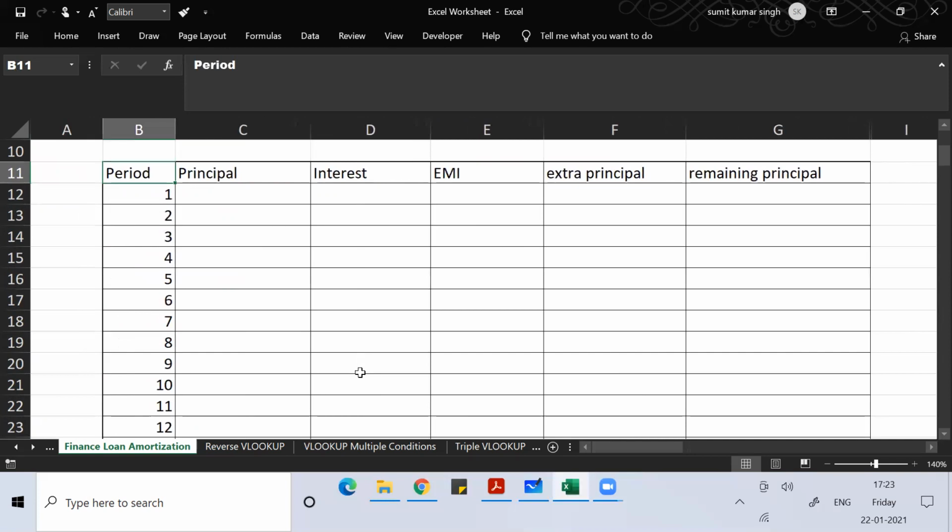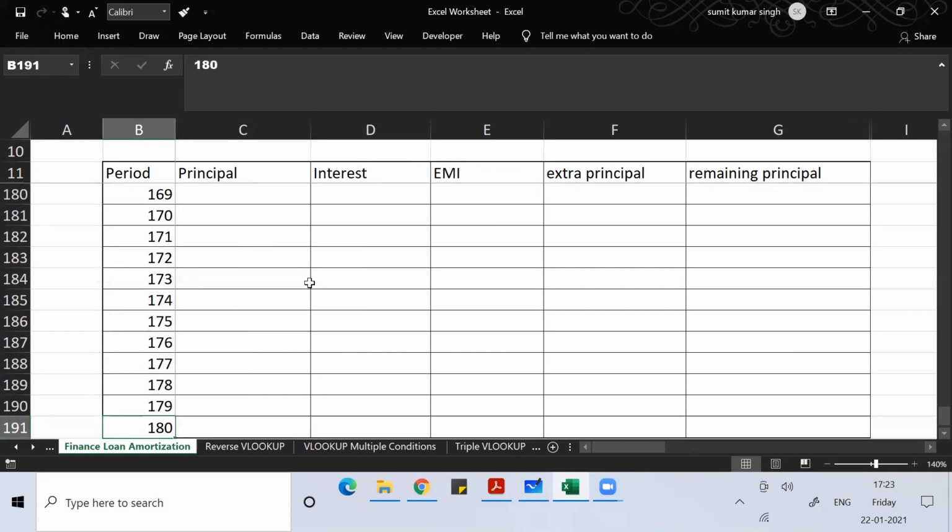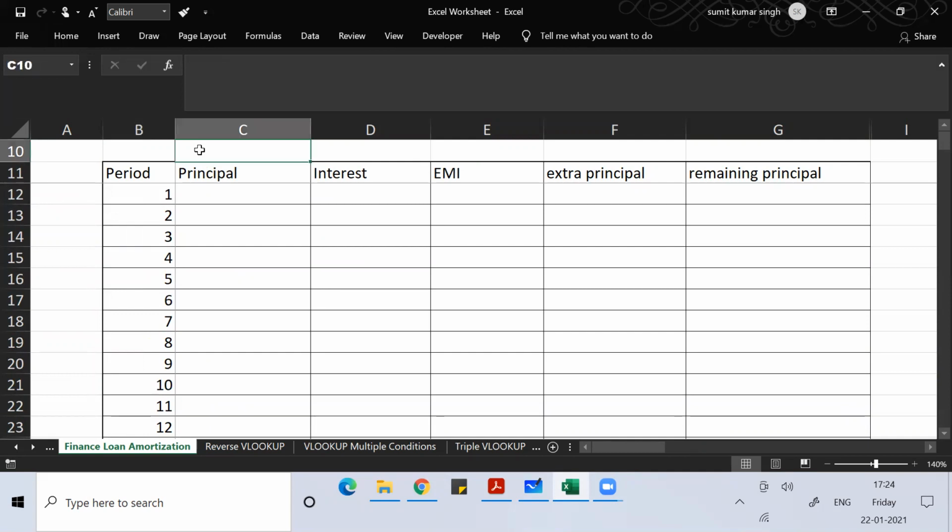So let me fix this part. How to fix that? Now if I see at the end of 180 periods, this value should be equal to zero. That should be my motive. I hope you are getting the logic. Whatever EMI I'm paying, the motive is that once I finish paying my EMI, the remaining principal should become zero. That is the end motive here.